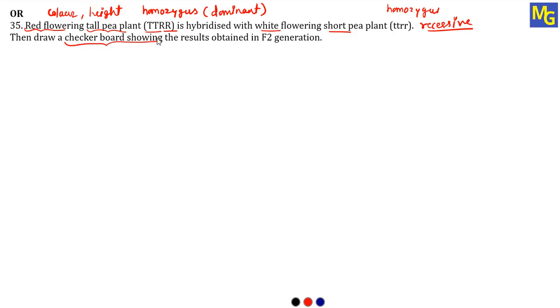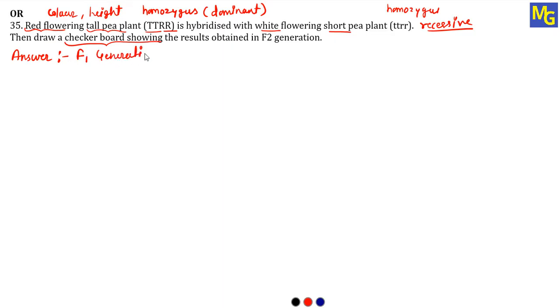In the case of a dihybrid cross, it is a little bit difficult to show the F2 generation, so we always have to use a checkerboard. Write down the answer. And you know that before showing the F2 generation, we have to show the F1 generation. So we'll start with the F1 generation.